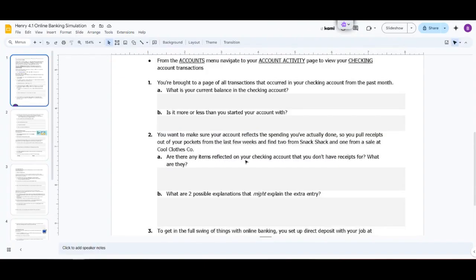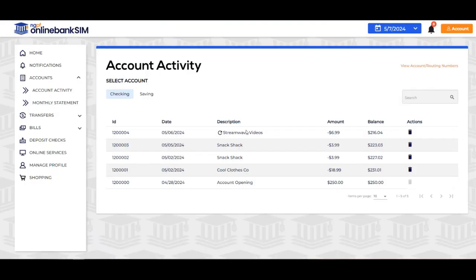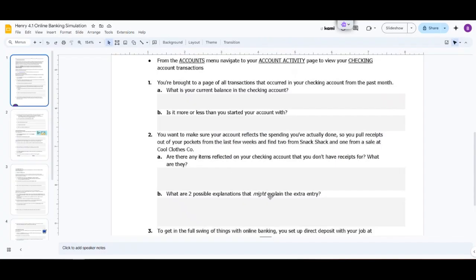All right. So it says, are there items in the checking account that you don't have receipts for? In this case, yes, we do. This Streamwave videos. Why might that happen? So why might there be a transaction that the bank has recorded that I don't have a receipt for? Well, there's lots of reasons why, right? Maybe the most obvious explanation would be I lost the receipt. Maybe it was a digital purchase in which there was no receipt. Maybe the most nefarious explanation is that somebody else has accessed my account and has made a purchase from my funds. It could be that the bank made an error. There's lots of explanations why.